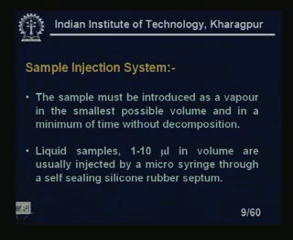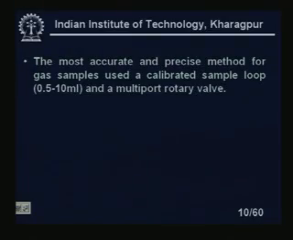Liquid samples, in the order of 1 to 10 microliters in volume, are usually injected by a microsyringe through a self-sealing silicon rubber septum. It is a very small amount, 1 to 10 microliters, so a microsyringe is needed so that a very small amount can be injected. The most accurate and precise method for a gas sample uses a calibrated sample loop of 0.5 to 10 milliliters and a multi-port rotary valve. Different types of rotary valves are used in this type of sample injection, because sometimes we need a valve so that a precise amount can be injected.